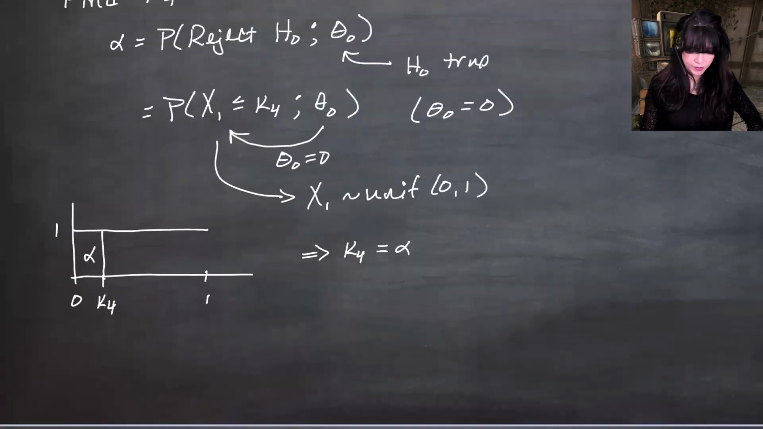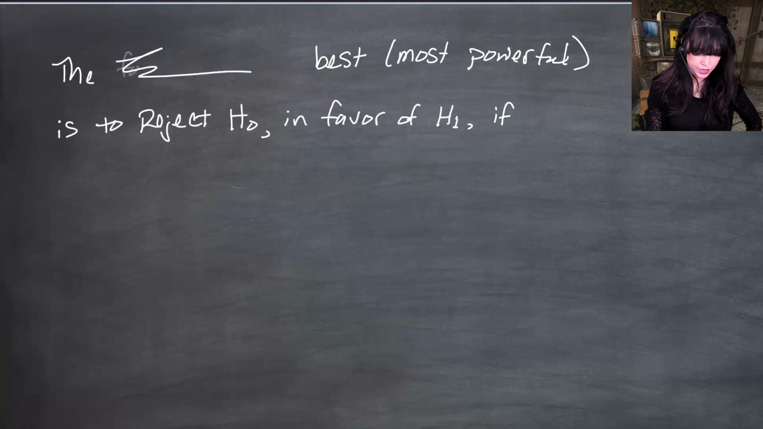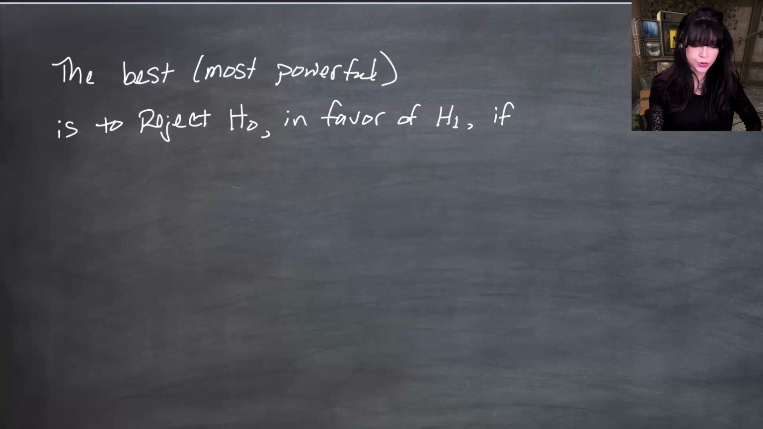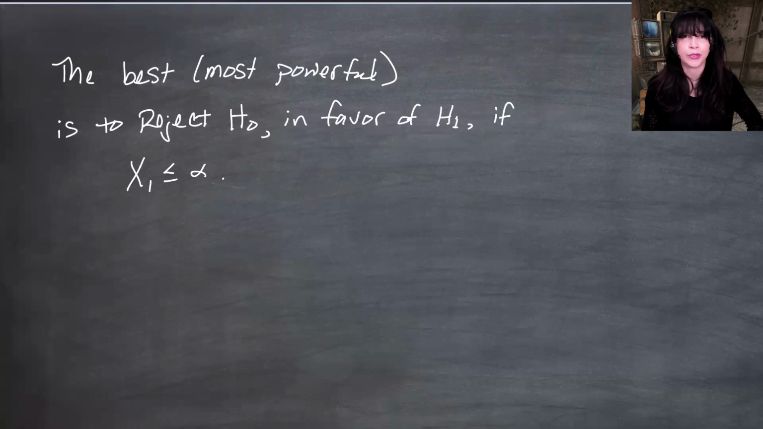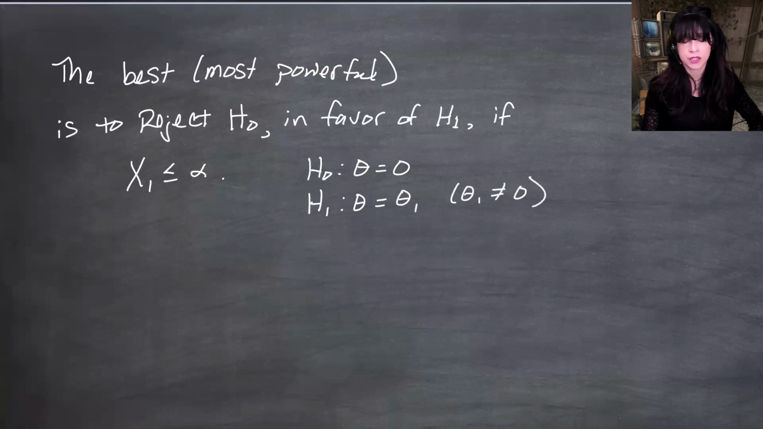So for the end of step 1, the best or most powerful test of size alpha for this problem is to reject the null hypothesis in favor of the alternative if x1 is less than or equal to alpha. That's the test. Pretty simple looking test, but it was a pretty simple looking problem. So this is the best or most powerful test for the null hypothesis that theta equals 0 versus the alternative that theta is some theta 1, where theta 1 is a fixed number that is not 0.